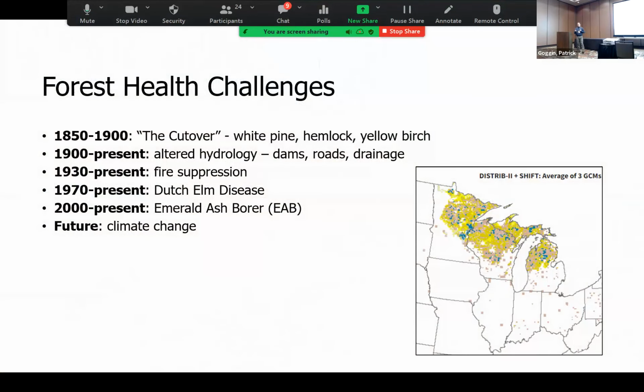And finally, climate change is going to have an impact on all of our species in terms of natural reproduction, of insect populations that can have more life cycles, of periods of drought. All of these are going to impact forest health to some degree. And we're going to talk about this when we look at some of these species.